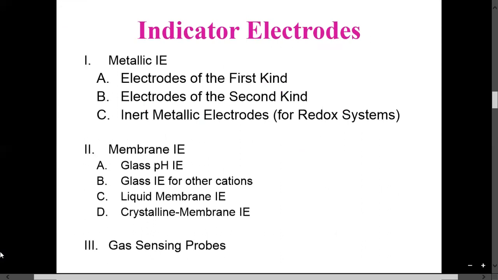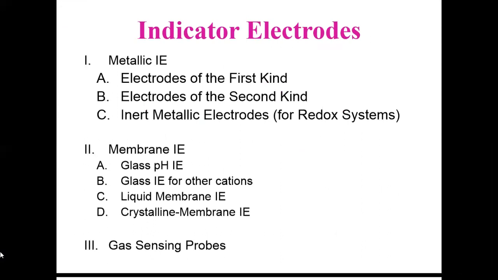Now, indicator electrodes. First is the metallic indicator electrode. That has three parts. First is the electrodes of the first kind. Second is the electrodes of the second kind. Third is the inert metallic electrode for a redox system.